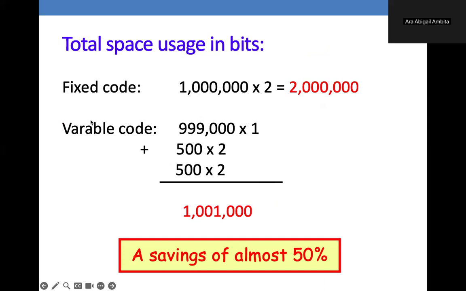But with the variable coding, A, which occurs 999,000 times, has a code length of only one. And then B and C are represented by 2 bits. So, this is how we compute. So, 999,000 times 1, 500 for B times 2, 500 for C times 2. So, we need only a total of 1,001,000 bits. So we have saved almost 50 percent.